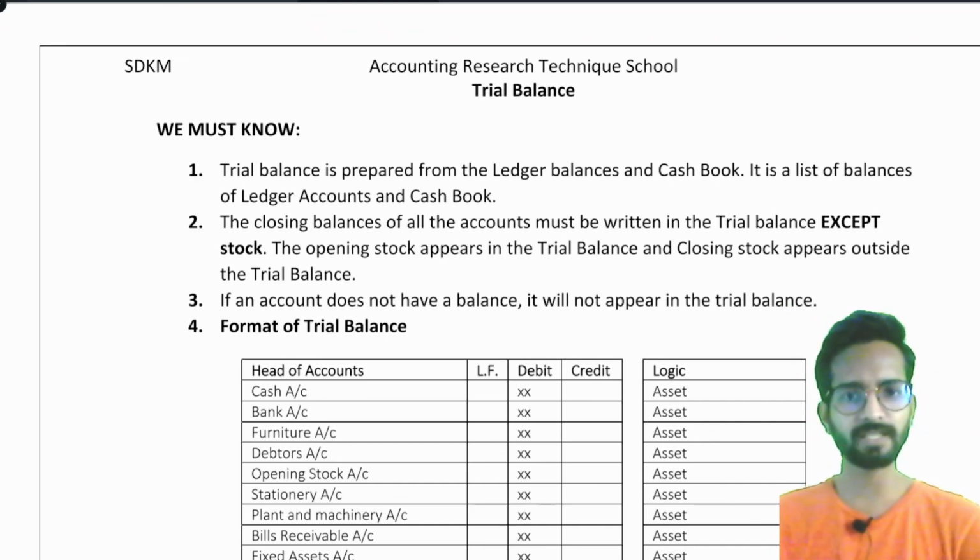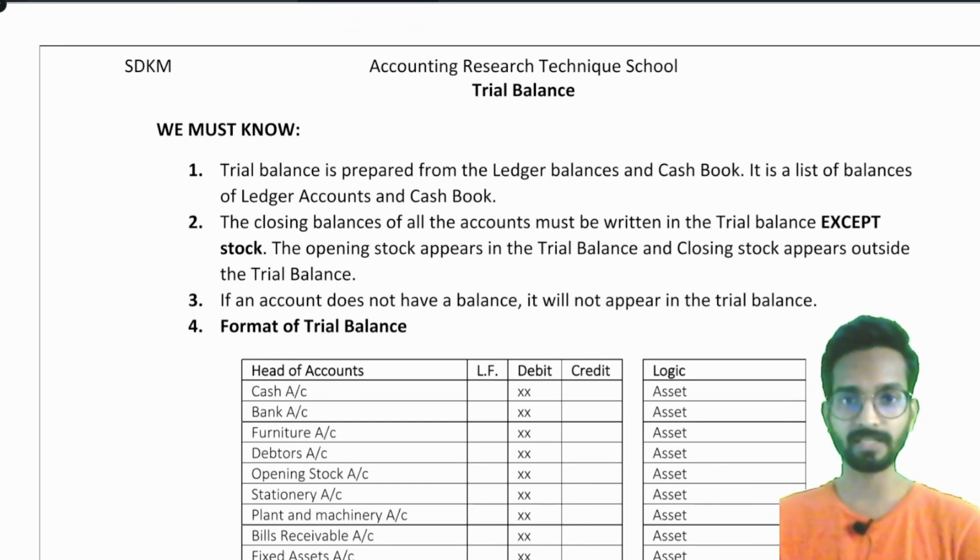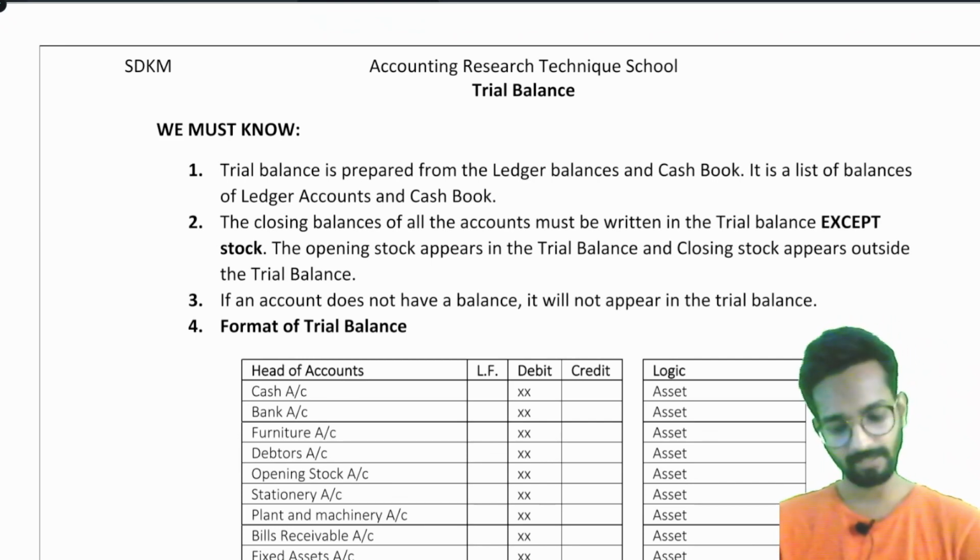We know how to prepare journal entries and how to post them to the ledger accounts. Now, after you post to the ledger accounts, suppose a company maintains 20 ledger accounts, or 30, or 40, or 100 ledger accounts. Whatever is the balance carried down of all the ledger accounts, we have learned everything: balance carried down, balance brought down in the ledger and journal videos. So whatever is the closing balance of all the accounts, that we will be writing in the trial balance.